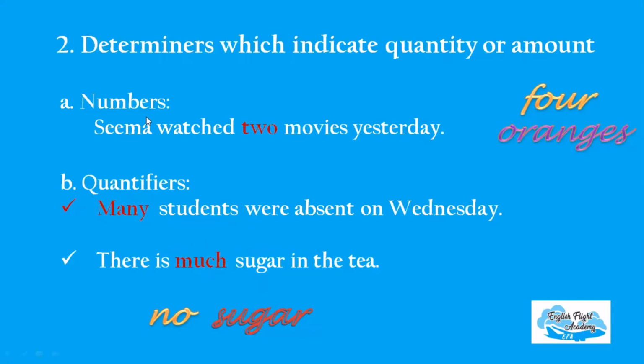And these are determiners, right? Quantifiers and numbers, you know, they are indicating the quantity or amount. So they are determiners. No sugar, 4 oranges, and so on, right? So 2, many, and much. No and 4 are determiners which indicate quantity or amount. I hope it's clear.